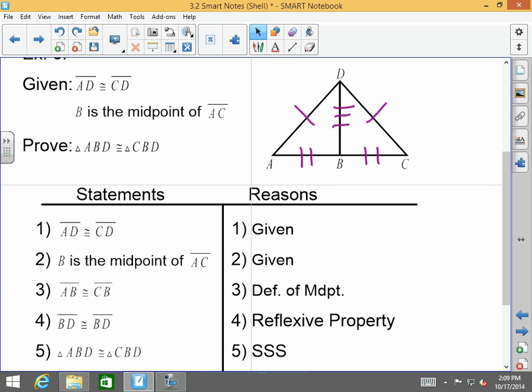Number 4 is reflexive property, right? Because we got BD is congruent to BD, or DB is congruent to DB because of reflexive property. Yeah, if you're going to go BD, you got to go BD again. Thank you so much for that question, sir. I appreciate it.